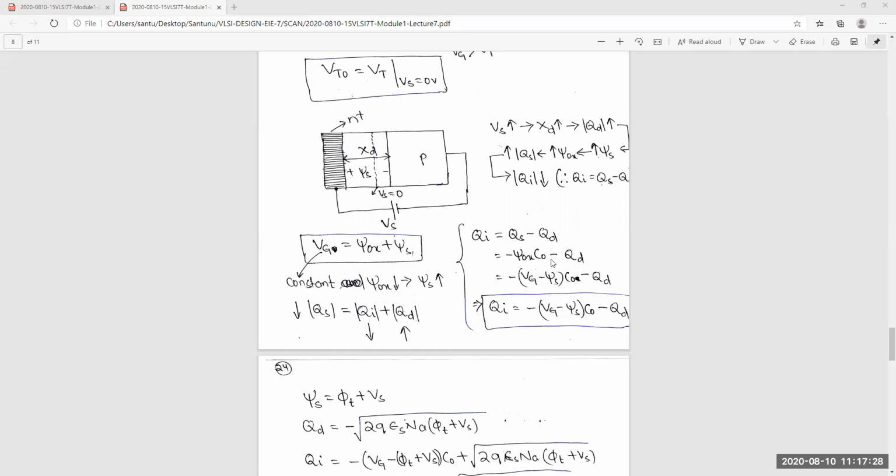Now here Qi is equal to Qs minus Qd. So you can put the value Qs is equal to phi OX times C0. Here you can see this is the constant part. Though phi OX decreases, that means Qs decreases, and Qd increases, that means Qi decreases. Got it or not? Actually, I have to change only this part. When I send you this PDF, I have to change this phi OX to decreases.